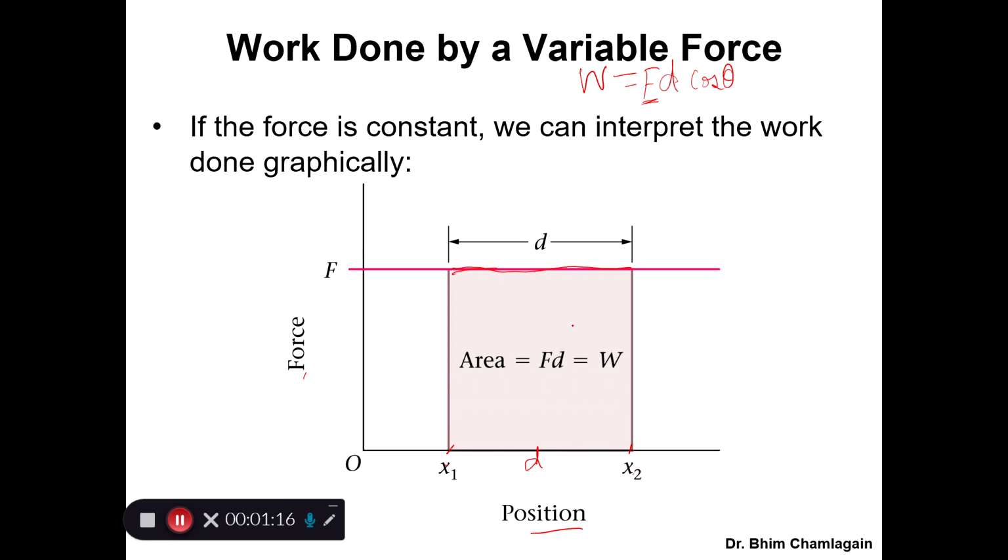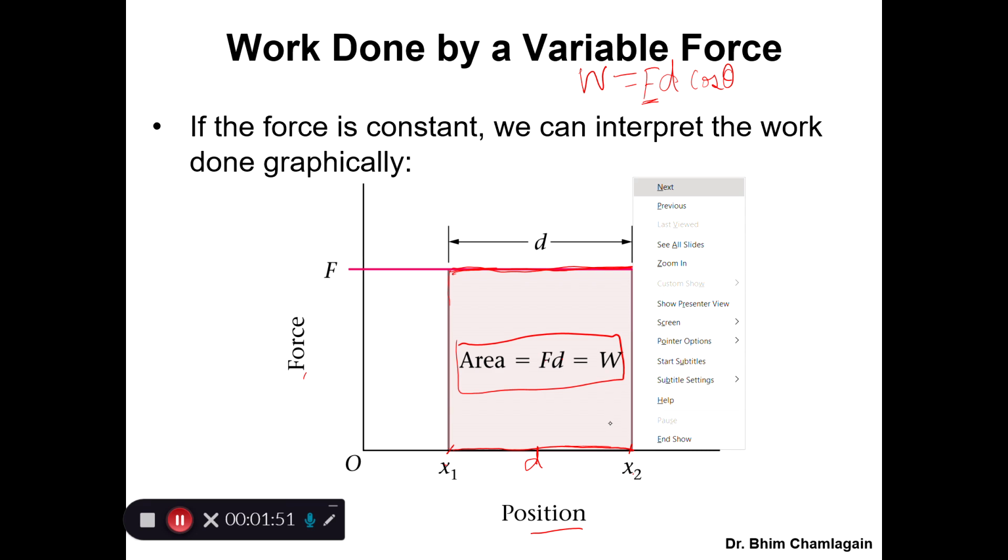If you think about the work, F times D, F is one side of this rectangle and D is the other side of this rectangle. So F times D is the area of this rectangle, which is the work done. So we can generalize it: the work done is the area under the force curve with the x-axis. We can use this to find the work done by a variable force.